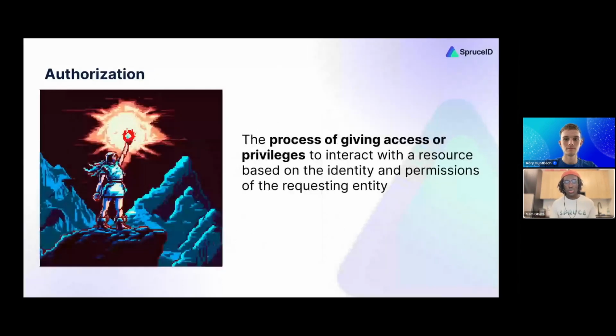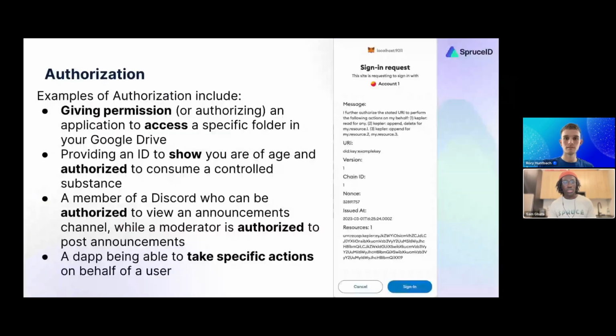So once you can prove who you are, you can authorize stuff. The next concept I want to talk about is authorization. Authorization is the process of giving access or privileges to someone based on who they are. Some examples of authorization include: if a website asks for permission to access your Google Drive, you're authorizing them. Likewise, if you go in person to buy a controlled substance like tobacco, you have to prove that you're over a certain age.